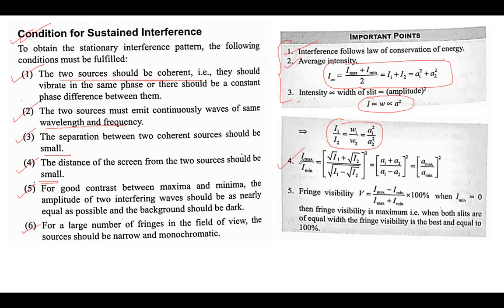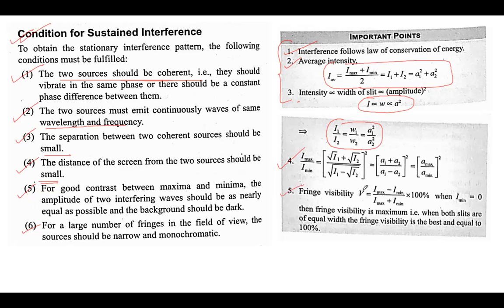Now I maximum by I minimum is equal to root I1 plus root I2 whole square divided by root I1 minus root I2 whole square, and which is A1 plus A2 whole square by A1 minus A2 whole square. So this is A maximum by A minimum whole square.